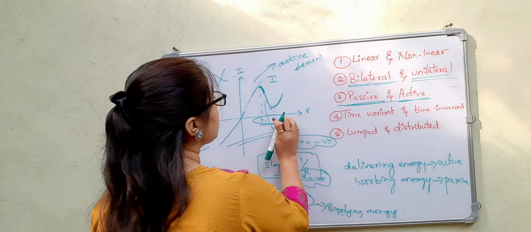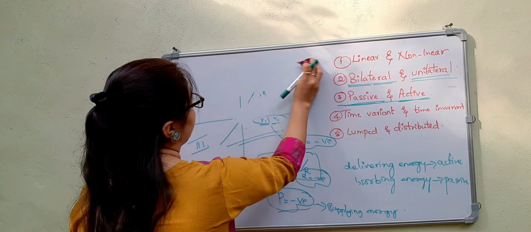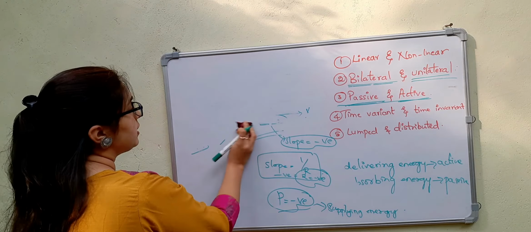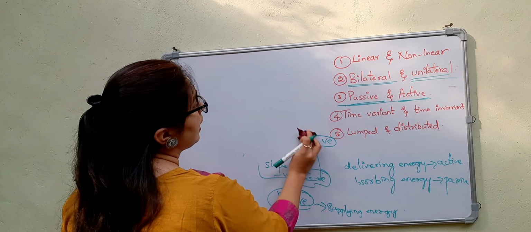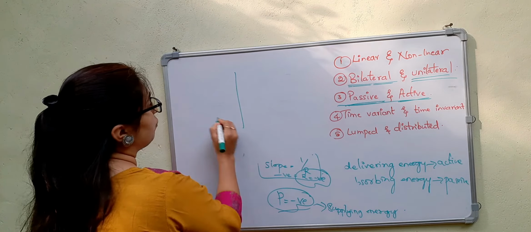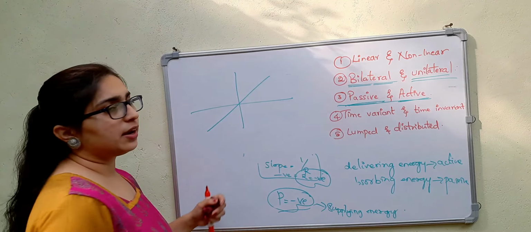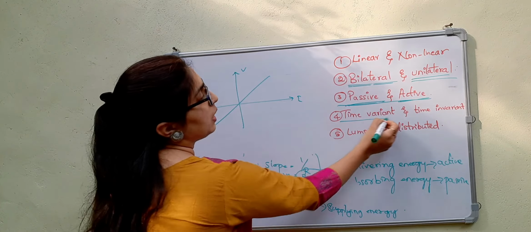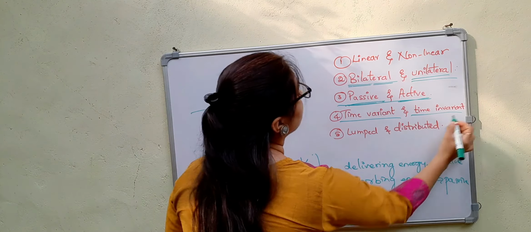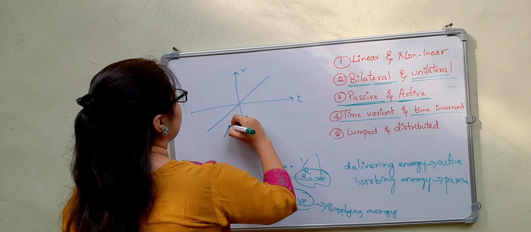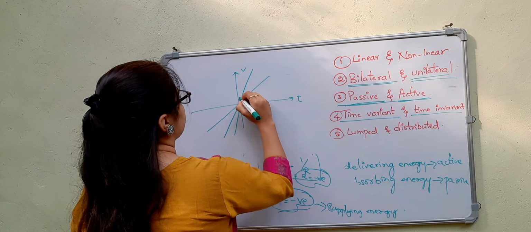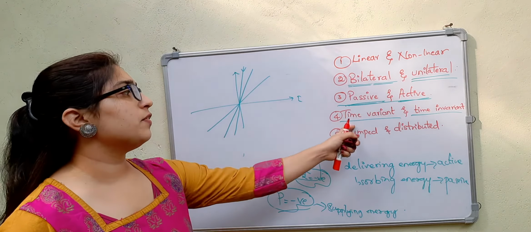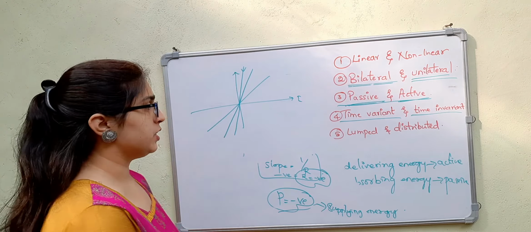Next comes time variant and time invariant. Time invariant is nothing but if it is having a single characteristic. If it is like this, only one characteristic, then we will call this time invariant. Time variant means we will have multiple characteristics. In such cases, it will be called time variant.